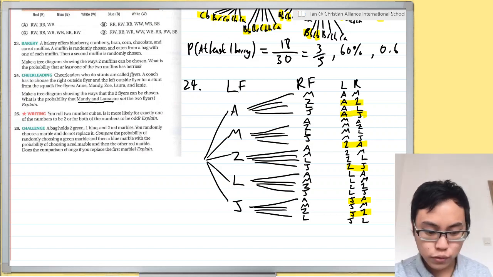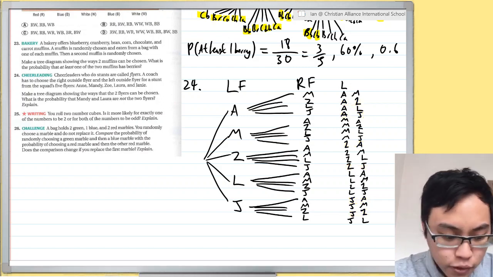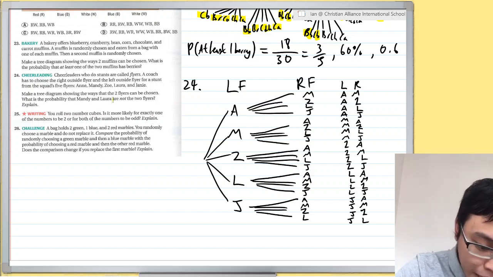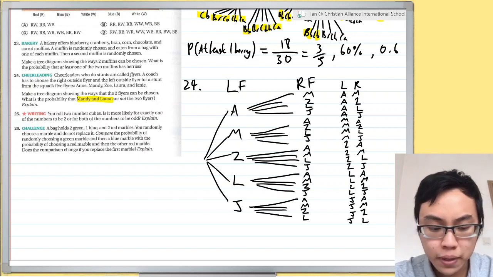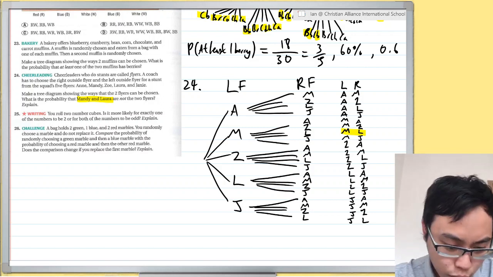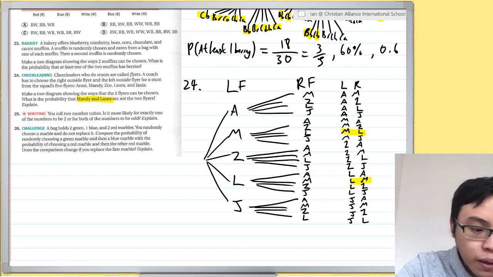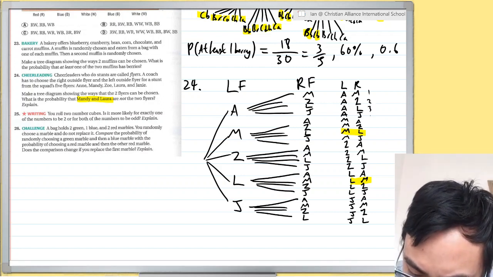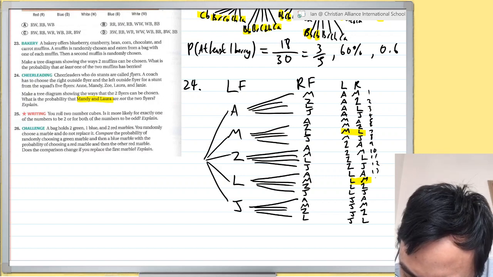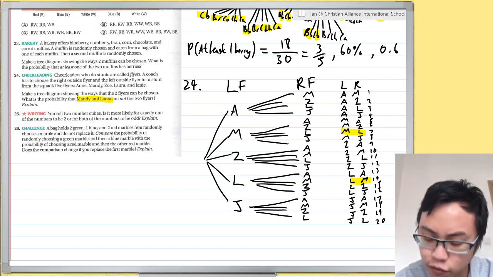I don't think I can, I undo all of my yellow highlights? Yes, I can. And so instead, I'm going to highlight it again. This time it's both Mandy and Laura. So we want ML or LM. So which one is ML over here? This one. And then we want LM, which is here. That's two possibilities. And how many total possibilities are there? That's 1, 2, 3, 4, 5, 6, 7, 8, 9, 10, 11, 12, 13, 14, 15, 16, 17, 18, 19, and 20 different possibilities.